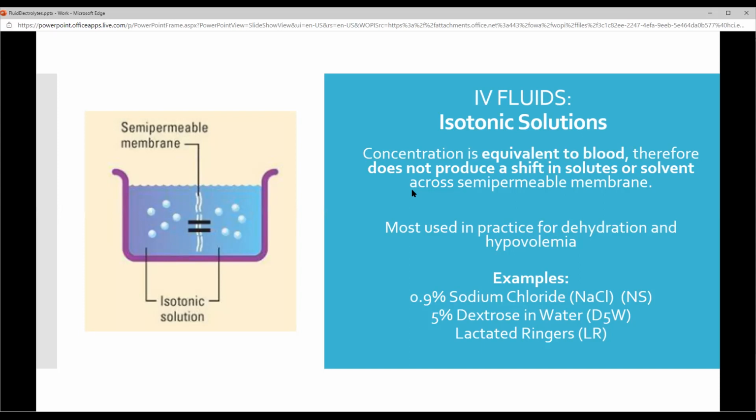Fluids that are isotonic are those three right there. Normal saline, which is 0.9% sodium chloride, that's normal saline. D5 in water only is isotonic. Anything else is hypertonic, but D5 in water only is isotonic. And then lactated ringers, isotonic. So everybody got that?